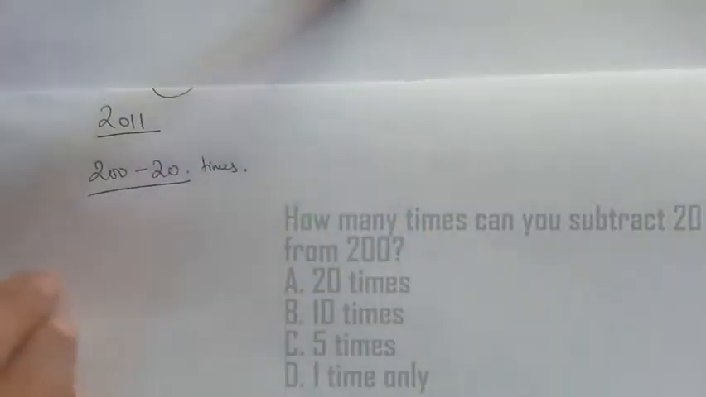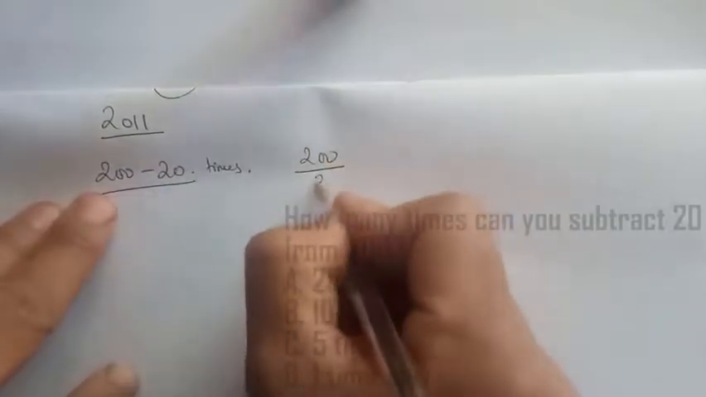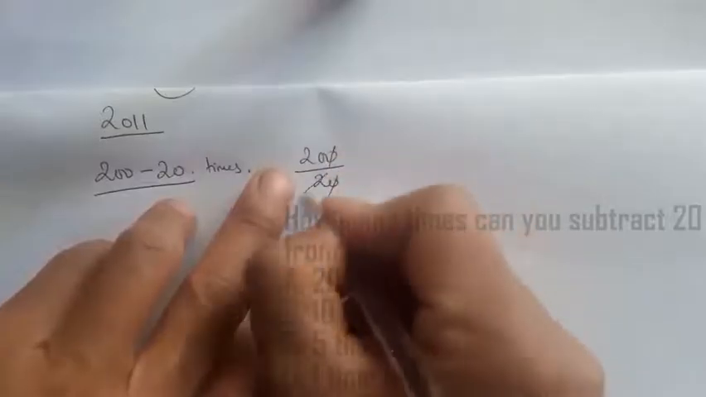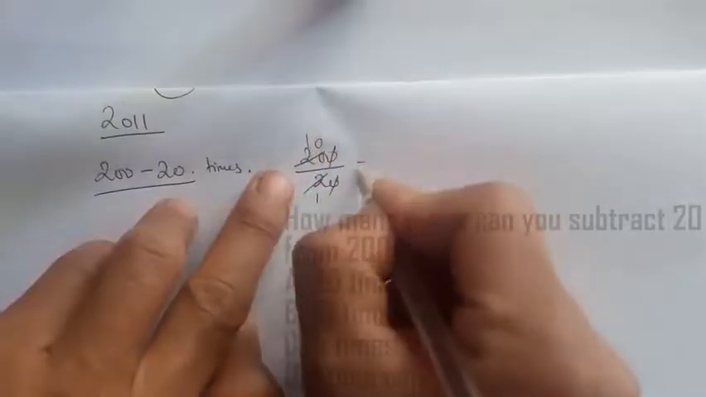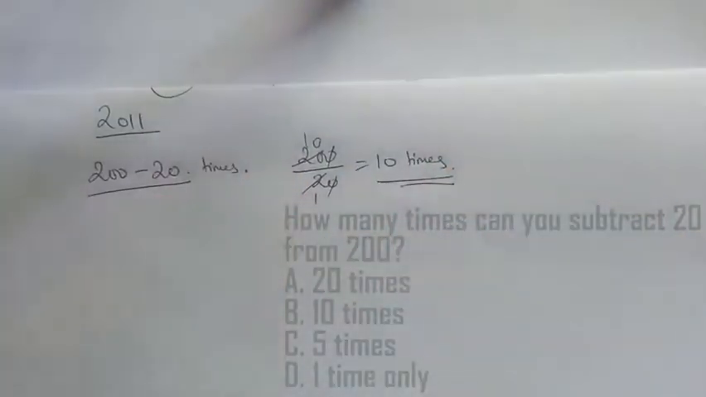It's very simple, meaning if we divide 200 by 20, the fraction, the zeros cancel: 2 ones are 2, 2 tens are 20, meaning 10 times. Simply calculate the fraction.